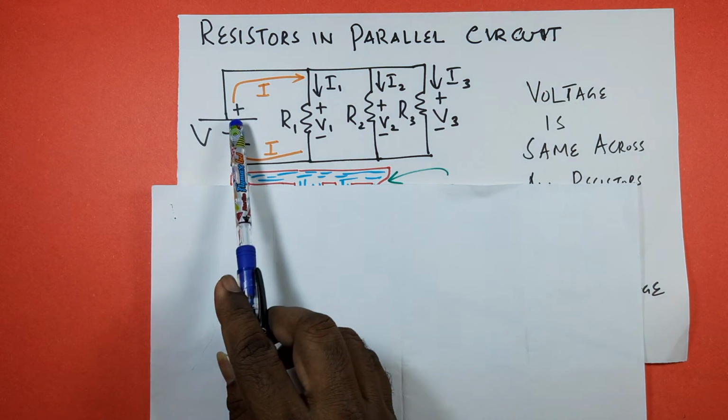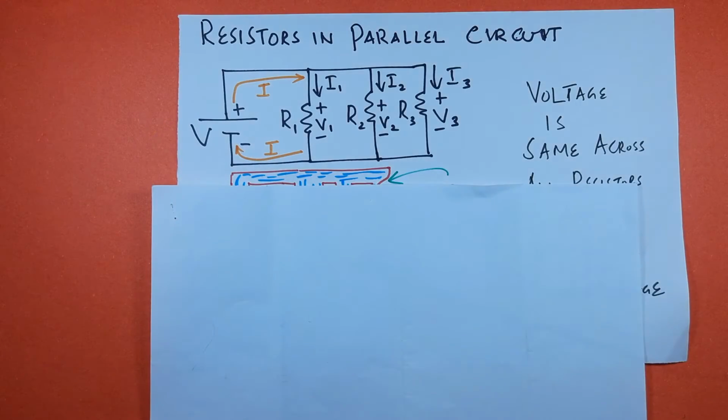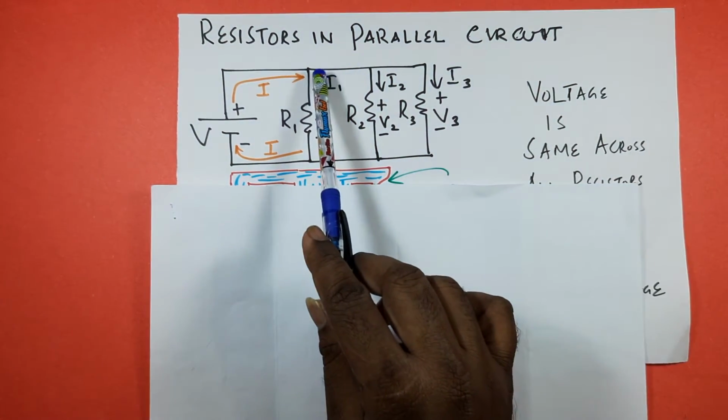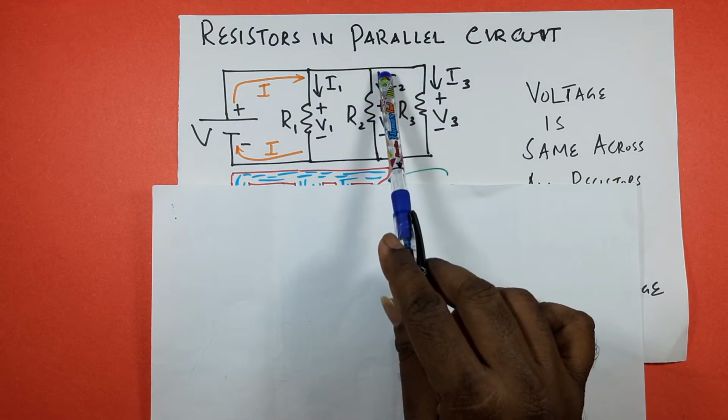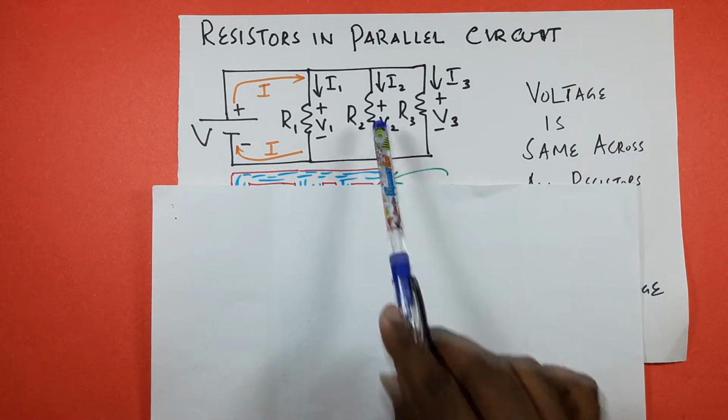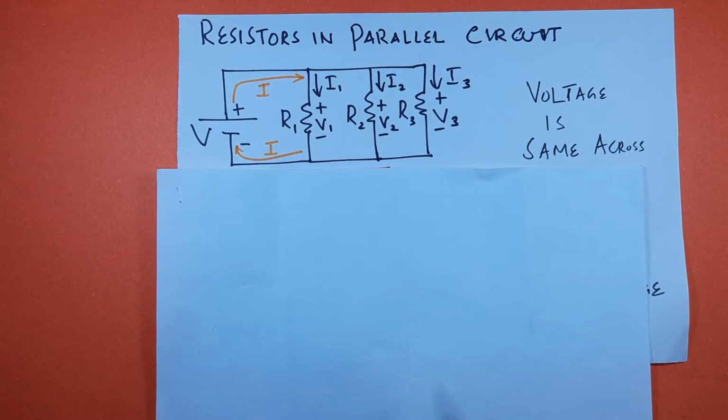Now the current will start from the positive terminal of the battery. Some current flows through this R1, so this is I1. Some current flows through R2, that is I2, and the remaining current I3 flows through R3. So the current flowing through resistor R1 is I1, through R2 is I2, and through R3 is I3, right?